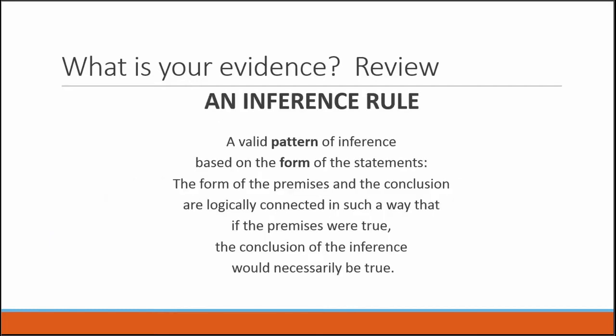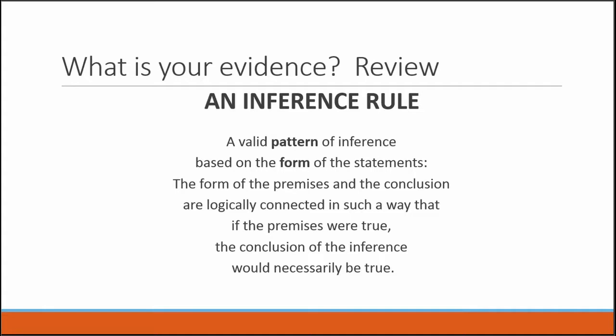An inference rule is a valid pattern of inference based on the form of the statements. And it's valid because the form of the premises and the conclusion are logically connected in such a way that if the premises are true, the conclusion is necessarily going to be true. The truth of the premises guarantees the truth of the conclusion of the inference.